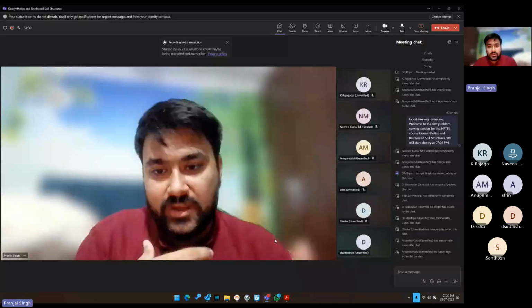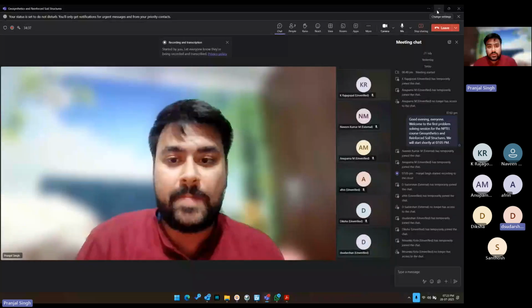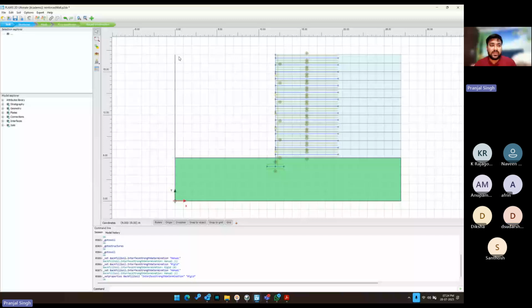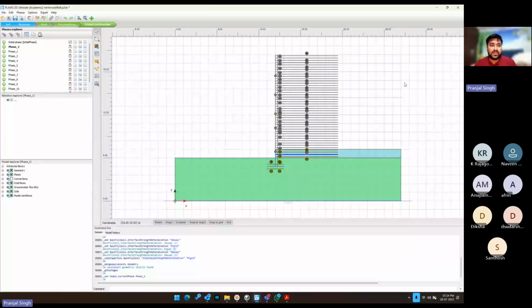So I will also show you another case. This is based on a limit equilibrium method, so here we are not getting any deformations. We are just getting a value of factor of safety. Suppose you want to find out the deformations. Then you would probably use a finite element method. Plaxis is one of the most popular geotechnical software for finite element analysis. So I have created a very basic simulation for a reinforced earth wall.